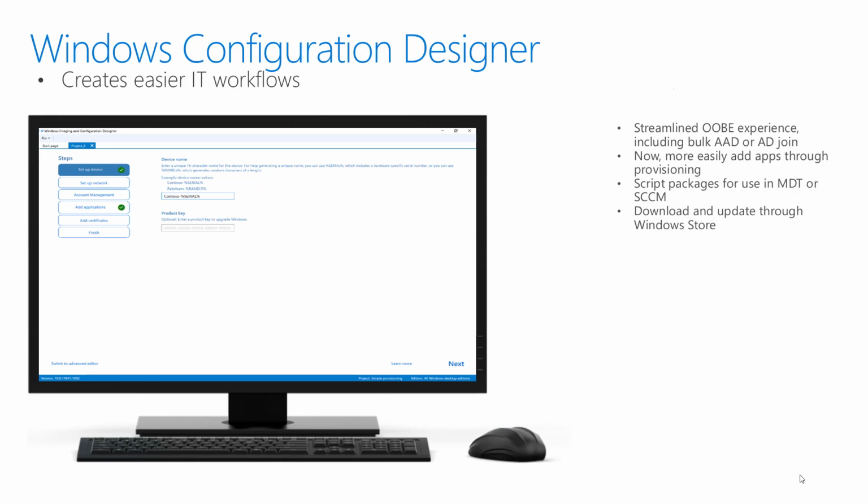We can build out provisioning packages here. We can still do the Azure AD join. We could do on-prem AD join, for example. We can take the packages that we've created and script them using PowerShell. So we can use them in MDT, we can use them in SCCM, and we can start using things like the Windows Store as that distribution point.